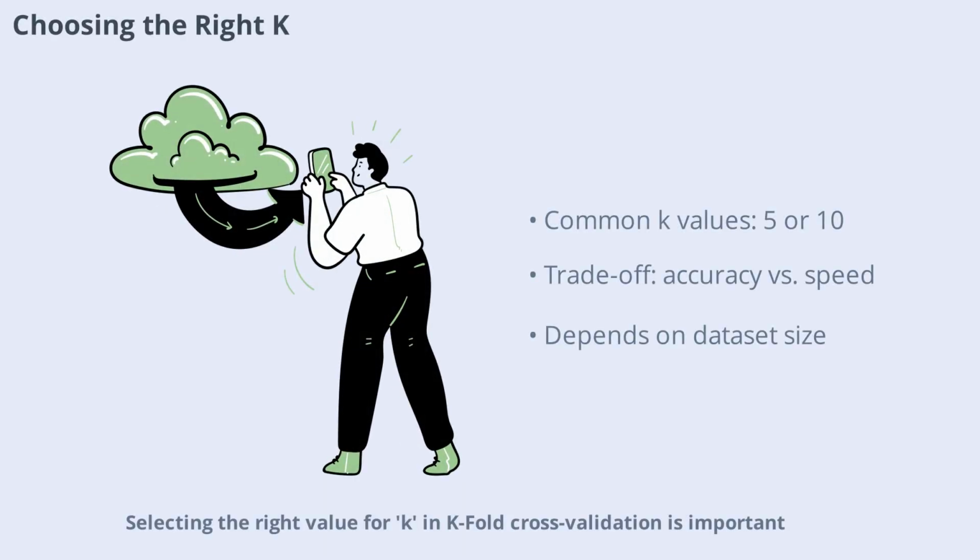Selecting the right value for k in k-fold cross-validation is important. Common choices are 5 or 10, but the optimal number depends on your dataset size and computational resources. A smaller k means larger test sets and fewer training samples, while a larger k increases computation time but provides a more thorough evaluation. Balancing these factors is key to getting reliable results without unnecessary overhead.